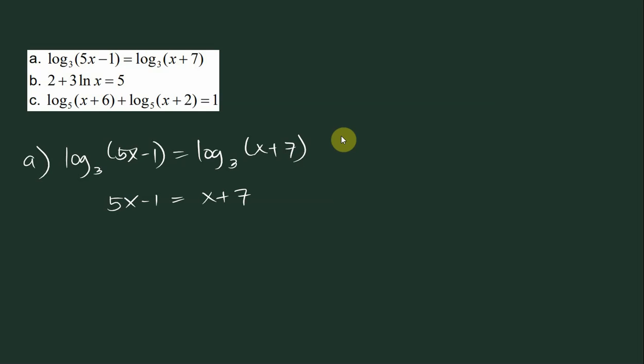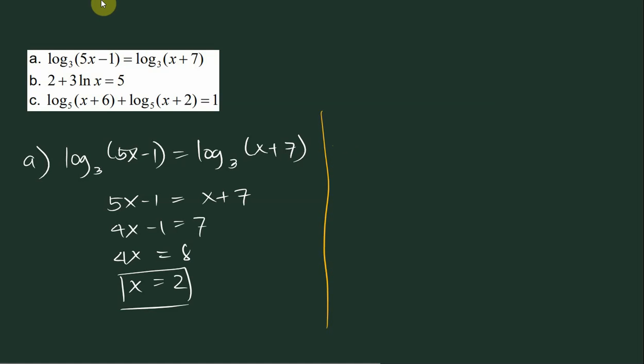Subtracting x from both sides, we get 4x minus 1 is equal to 7. And then adding 1 to both sides, we get 4x is equal to 8. Therefore, x is equal to 2. Okay, so let's go to the second one.